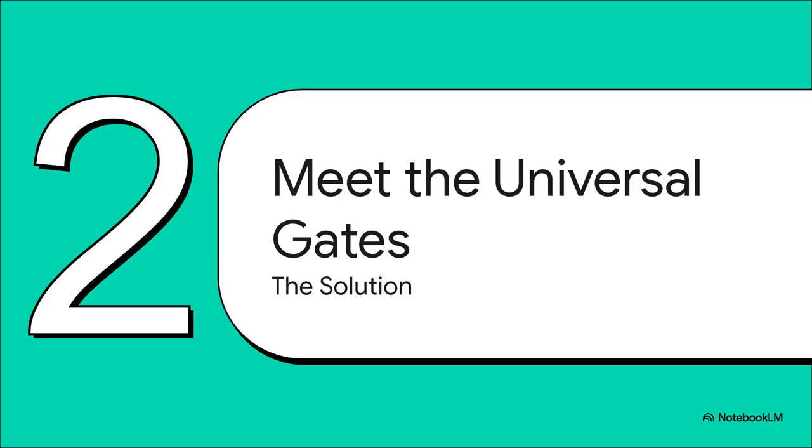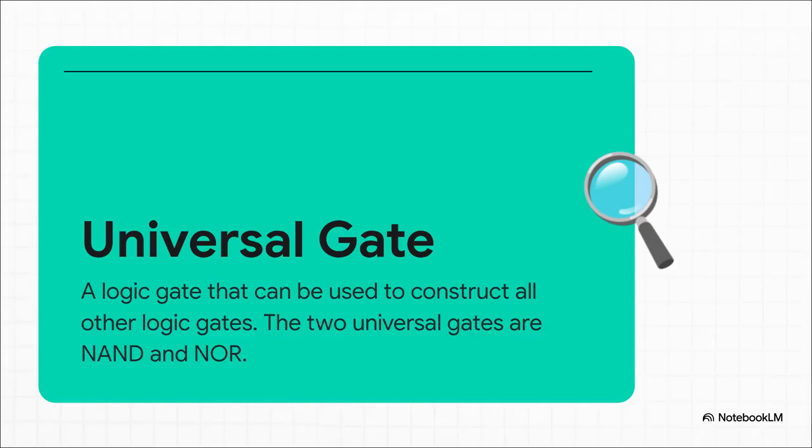And that, right there, leads us to the heroes of our story today. These aren't just any old gates. Nope, these are special. They're universal. A universal gate is, well, it's exactly what it sounds like. It's a single logic gate that you can use to build all the other ones. And in the world of digital electronics, there are two big superstars in this category. The NAND gate, which stands for not AND, and the NOR gate for not OR.